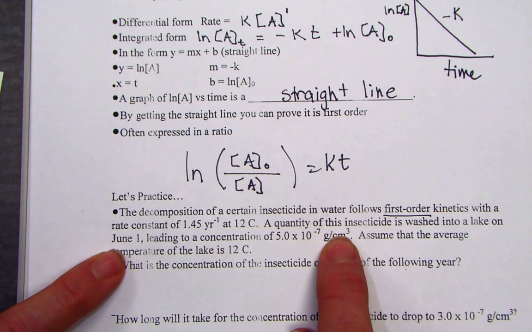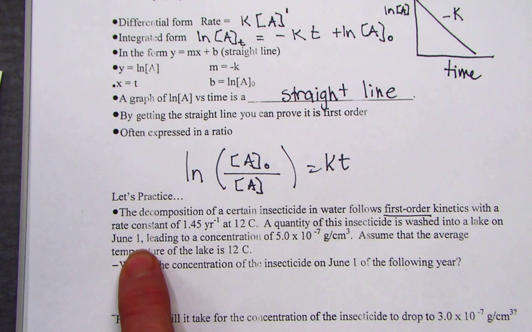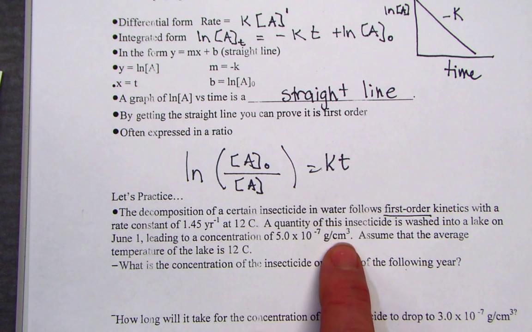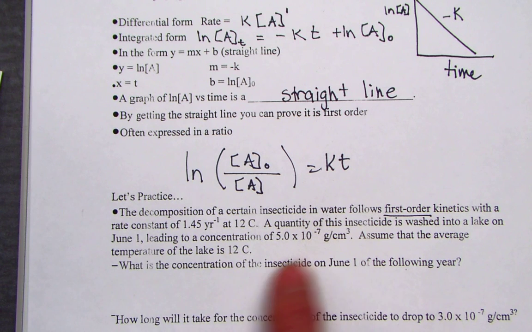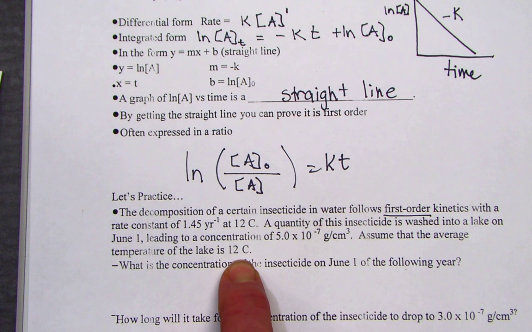A quantity of this insecticide is washed into a lake on June 1st, leading to the concentration of 5 times 10 to the negative 7 grams per cubic centimeter. Assume the average temperature of the lake is 12 degrees. They're mentioning that so we're assured that the temperature remains constant and does not play a role in the kinetics. Constants, the K values, are temperature dependent, concentration independent. So we want to make sure the temperature does not influence the rate. So it's just sharing with us it did not.